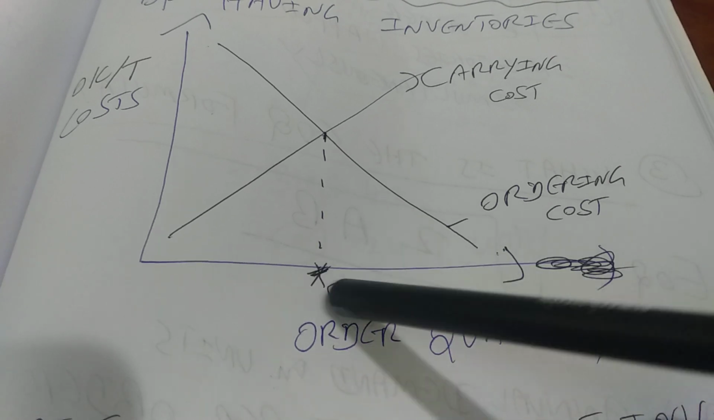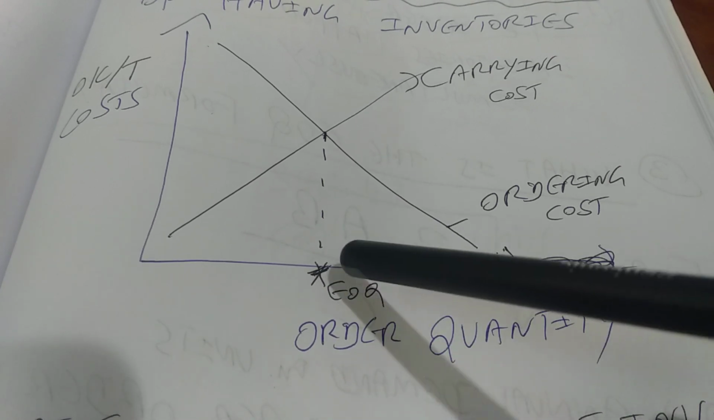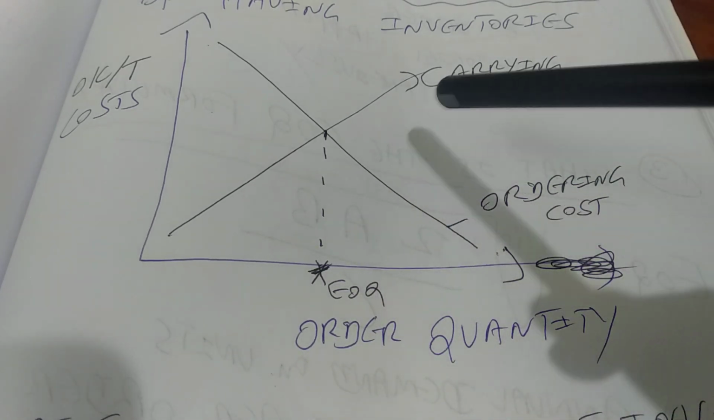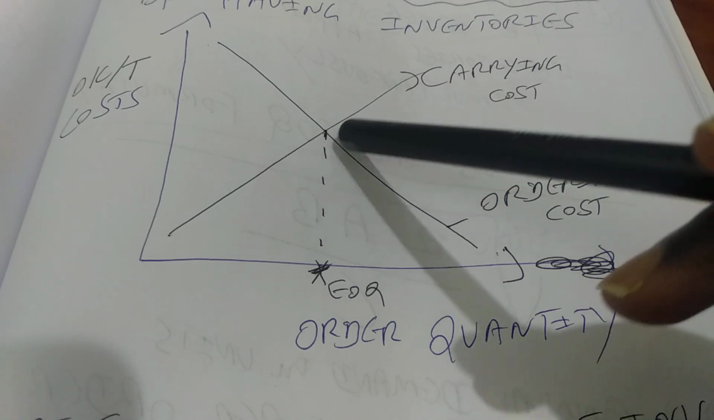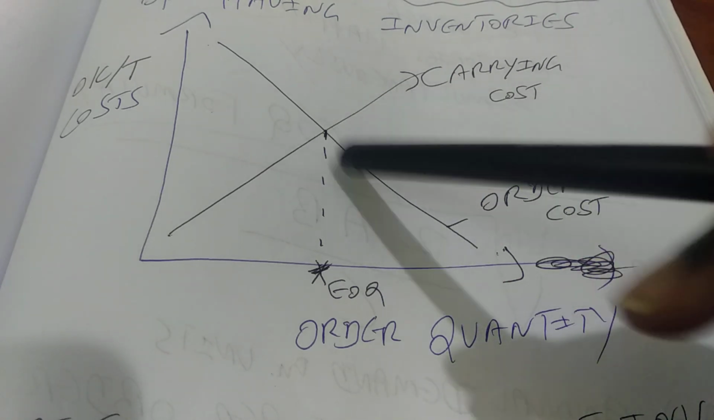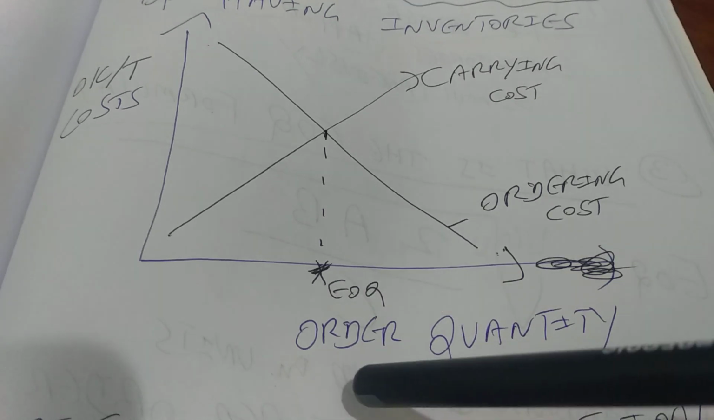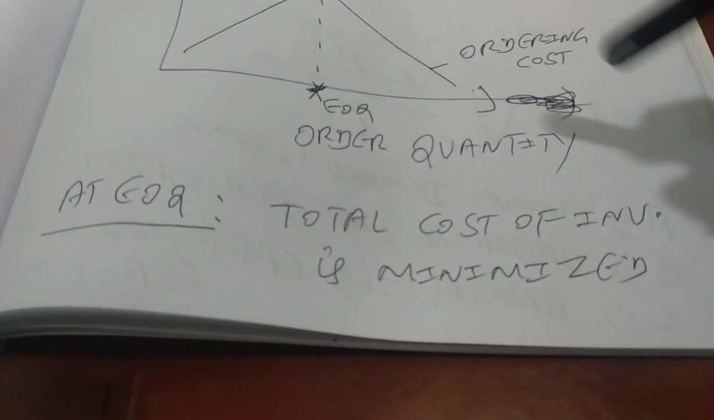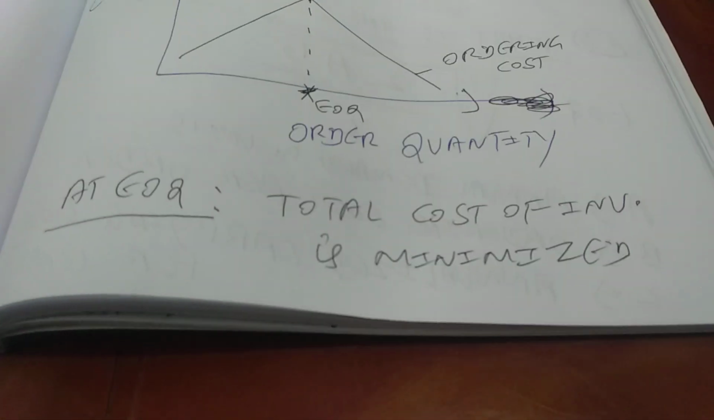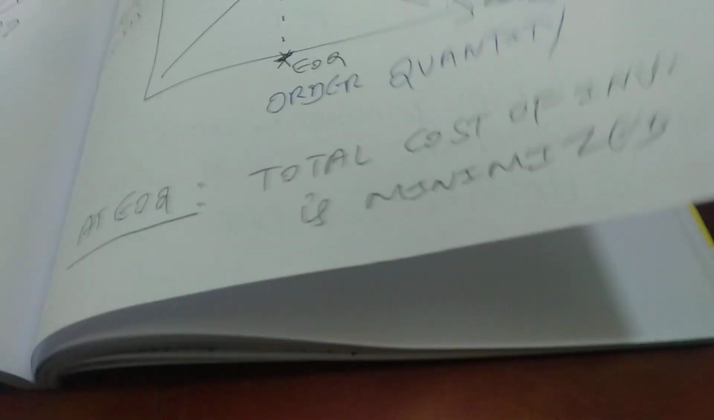So that means at this point of order quantity, what we observe here is both the ordering cost as well as carrying cost are optimized. That means the total cost is minimized, right? So that means at EOQ level, the total cost of inventory is minimized. That is what your EOQ is all about, right?